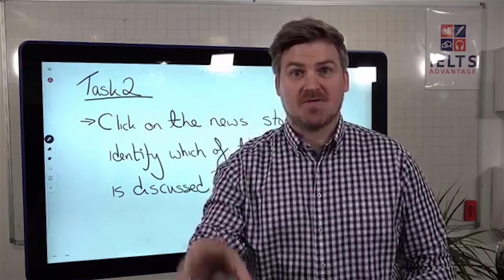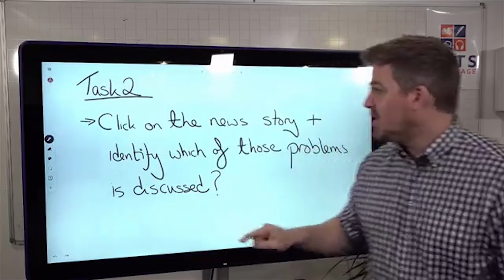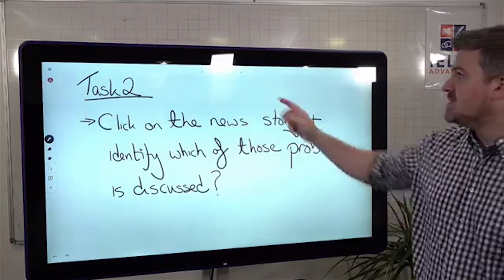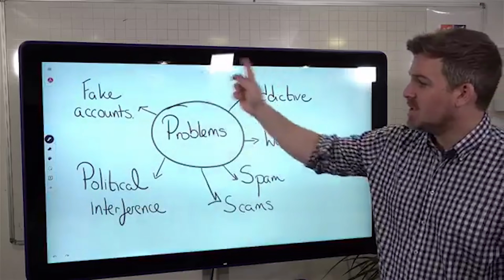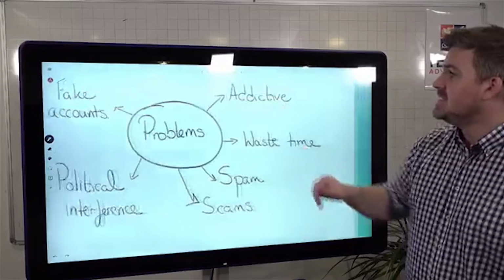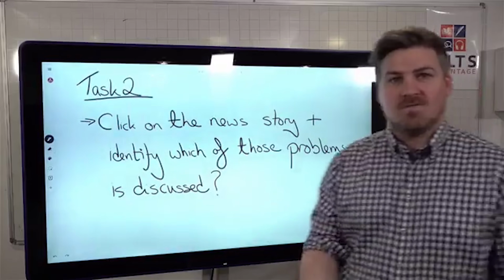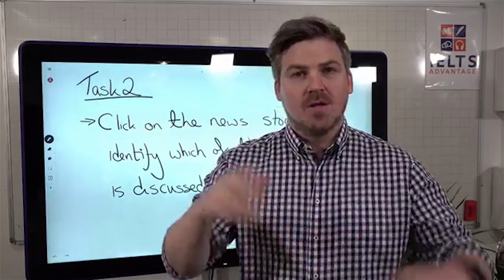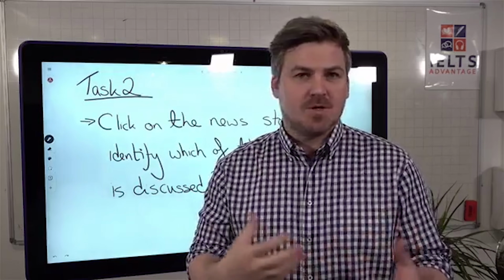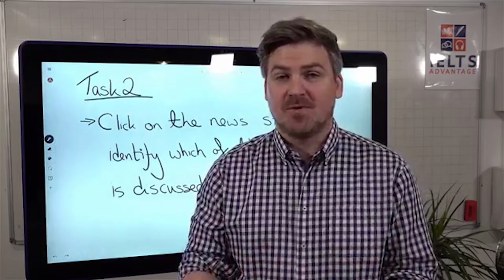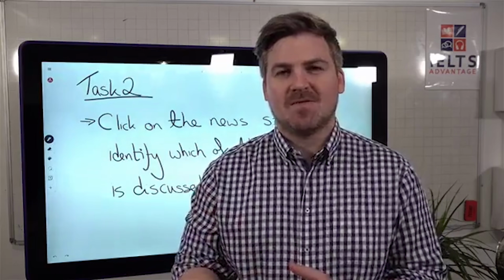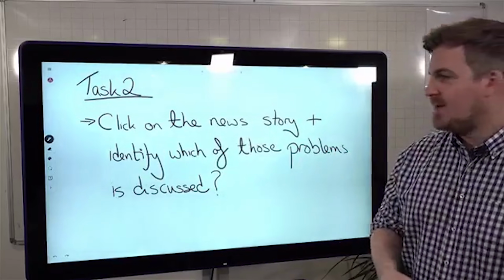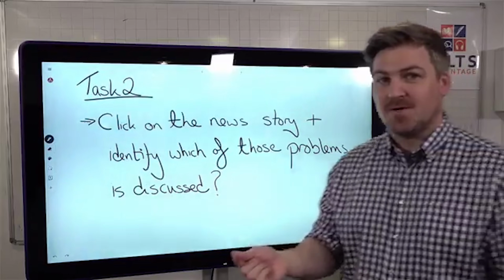So it's a PDF worksheet, so you can just click on that. It'll take you to a BBC article, and identify which of these problems is the main focus of that article. So pause the video, click on that article, read the whole article. You don't have to read every single word, you can skim through it if you want, but try and identify the main topic, the main idea in that. So pause the video and have a look at that.